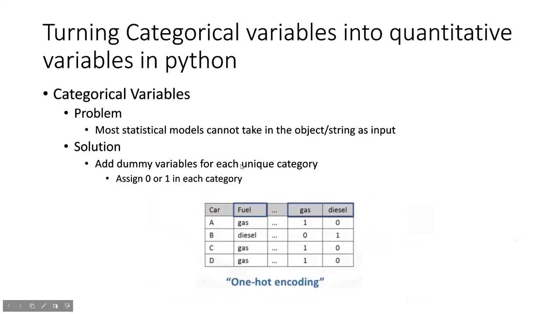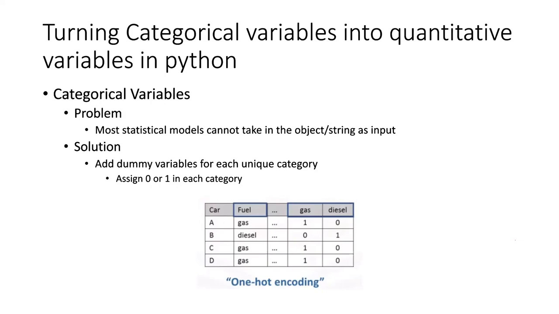you can see the problem statement. Most statistical models cannot take in object or string as an input. In that case, what you can do is convert the categorical variables into quantitative variables, like we do one-hot encoding. So here, if there are just two categories, we can put gas as 0 and diesel as 1. But if you do it like that, what will happen is 0 has no effect, right?